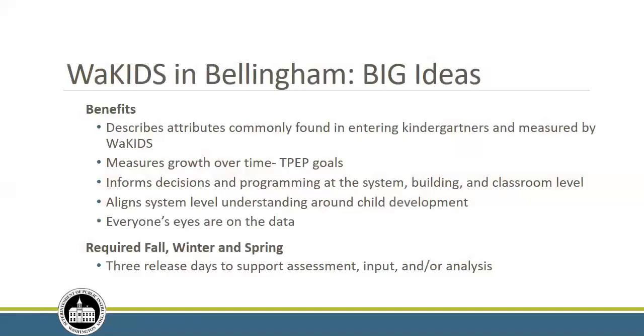All right, and we do have a question from the audience from Catherine. I'm wondering, for the teachers, where does their training for WAKIDS come in? Is that part of their teacher preparation program, or is that on the ground professional?